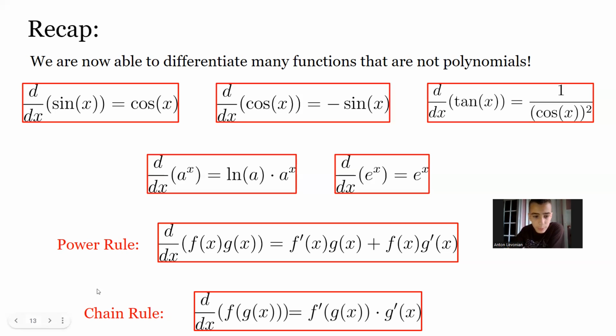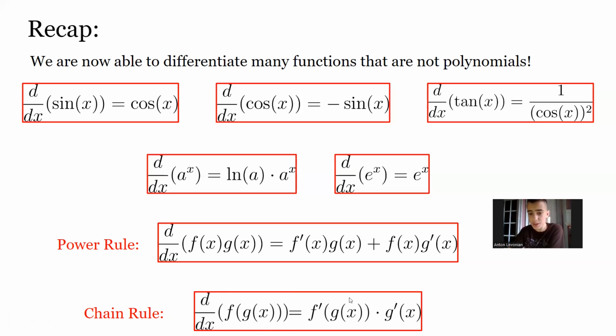And then we also have the chain rule, and the chain rule helps us deal with compositions of functions. So this is a function like f prime of g of x times g prime of x. This is how we deal with these types of functions.